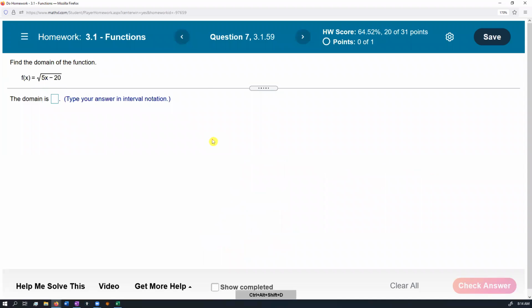All right, next one. So now we have a square root function. And so what we need to make sure is that the 5x minus 20 is always greater than or equal to 0, because I cannot have a negative underneath there. So this is what we want. This is a linear inequality. So all we have to do is add 20 to both sides and then divide by 5. So if you divide by 5, you get 4.